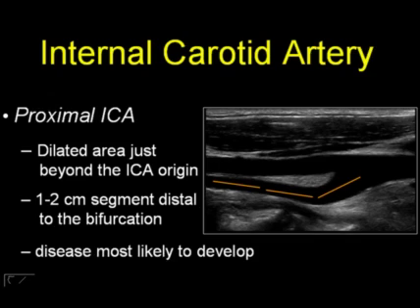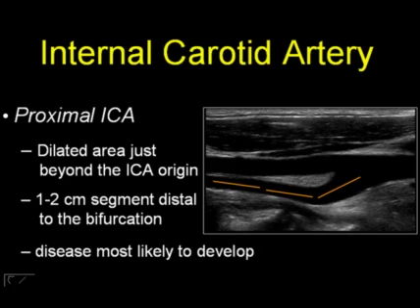Now, once you've determined which vessels you're looking at, we would then carry the examination out through the proximal, mid, and distal portions of the internal carotid artery. And in our facility, we have strict definitions about determining the portions of the internal carotid artery. The proximal ICA, of course, is typically that dilated area just beyond the carotid bifurcation, usually a 1 to 2 centimeter segment distal to that level, and this is the area where disease is most likely to develop.